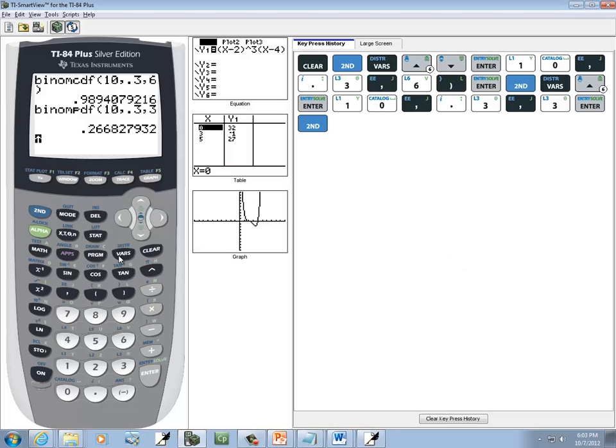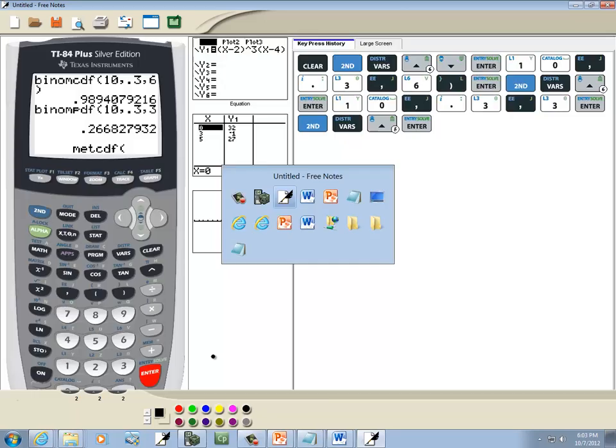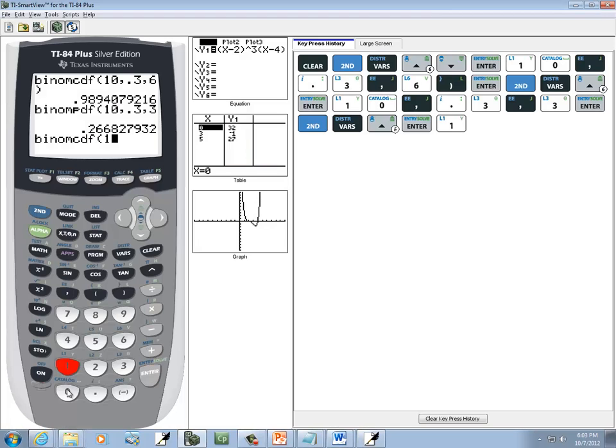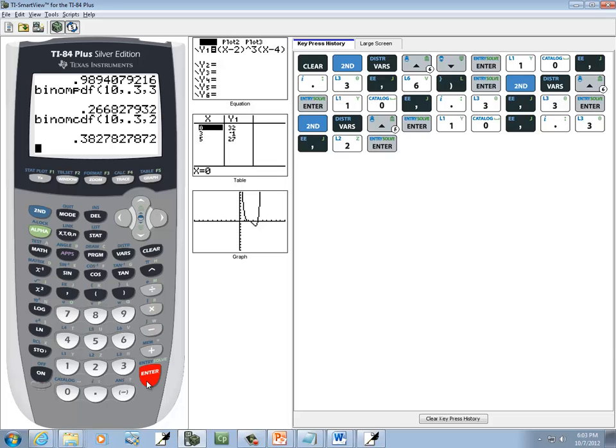So second vars, binom CDF, 10, comma 0.3, comma 2. Enter. And we get 0.3828.